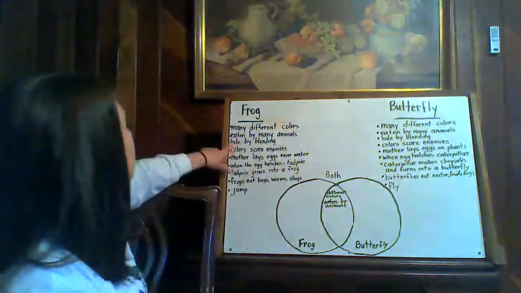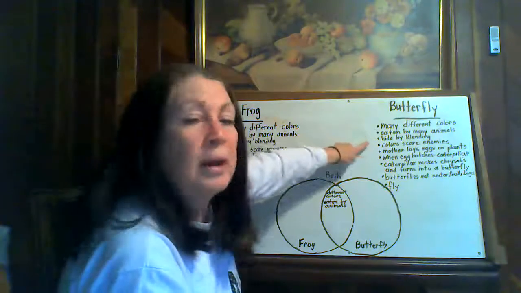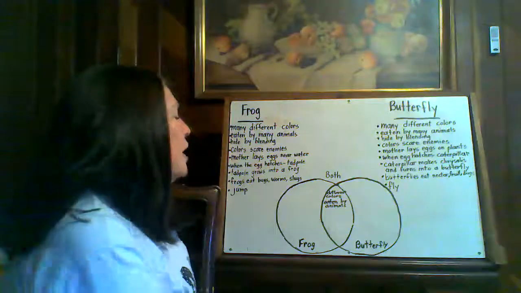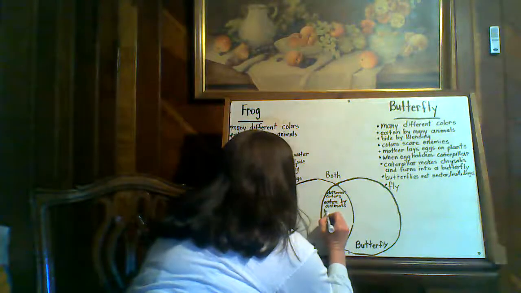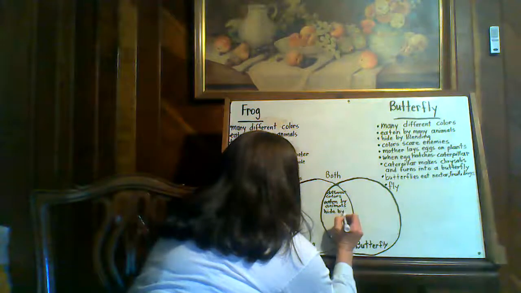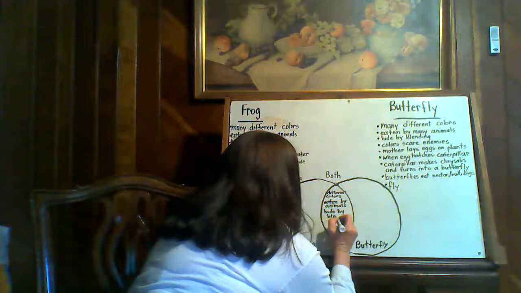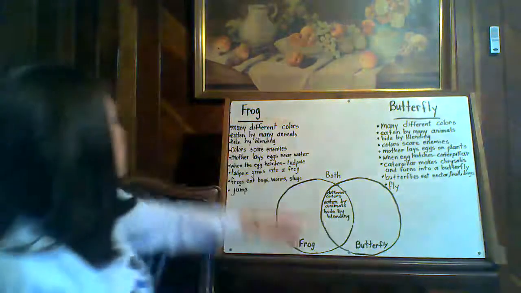Our next one is frogs can hide by blending, and butterflies can hide by blending. So that's something else that's the same. We're going to put it in the middle because they both can hide by blending. Let's look at our next one.